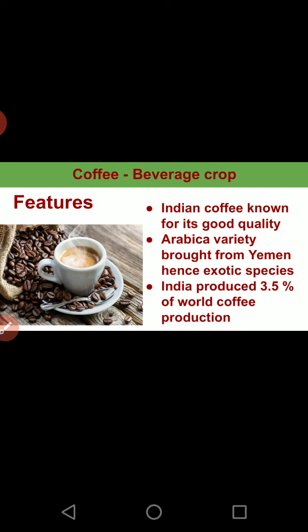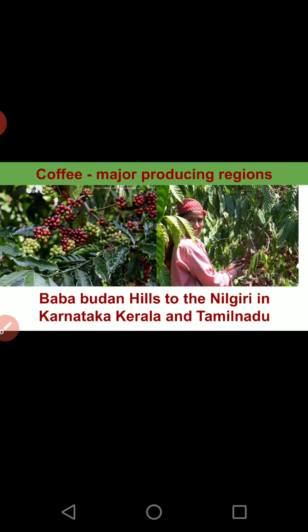Next beverage crop, coffee. Features: Indian coffee is known for its good quality. The quality which we all use is Arabica, and this was brought from Yemen, and hence it is also an exotic species. India produces 3.5% of the world coffee production. Coffee, the major producing regions: the Bababudan hills and the Nilgiris, covered in the 3 states of Karnataka, Kerala and Tamil Nadu. This is the major coffee producing region in India.